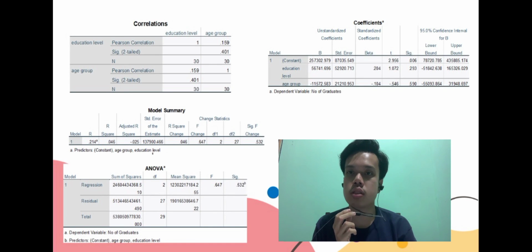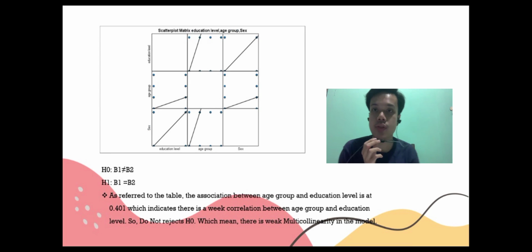Multicollinearity, the objective is to test the association between education level and age group. In order to check the association between the independent variables used in the model, we can test by using scatter plot and correlation analysis. Refer to the table, the association between age group and education level is 0.401, which indicates there is a weak association, so do not reject H0, which means there is weak multicollinearity in the model. That's all for me.